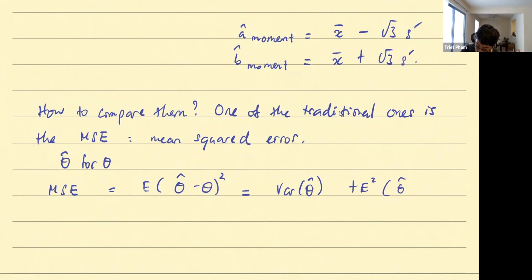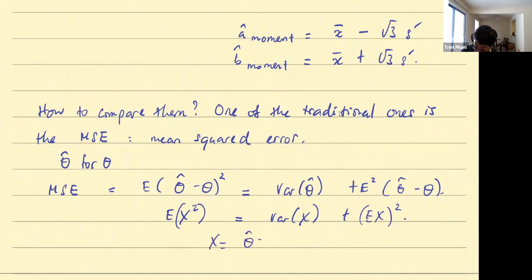Hold on. Yeah, I think that's right. Do you see what I'm doing here? The expectation of x squared is the variance of x plus the square of the expectation of x. Yes, that's all I'm doing, where of course x here is theta hat minus theta, which is the error.